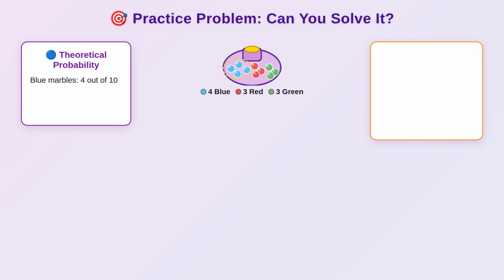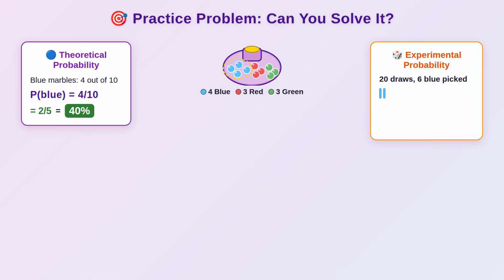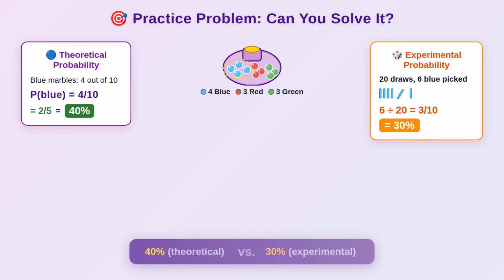All right, your turn. Let's solve one together. A bag contains 10 marbles. 4 are blue, 3 are red, and 3 are green. First question, what is the theoretical probability of picking a blue marble? There are 4 blue marbles out of 10 total, so P of blue equals 4 over 10, which simplifies to 2 over 5, or 40%.